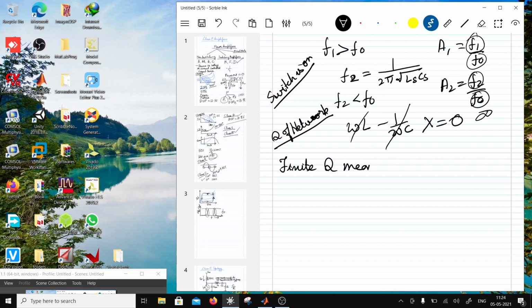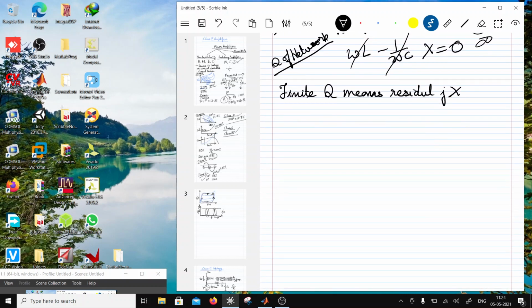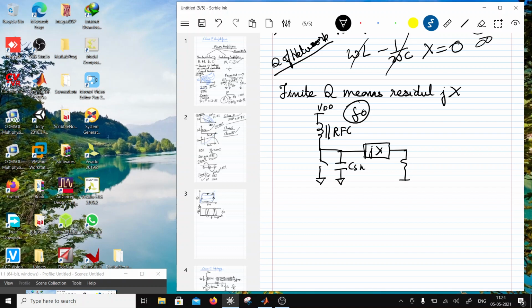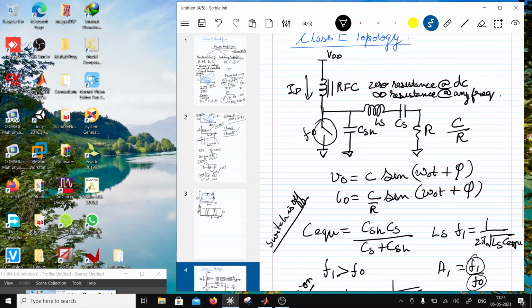means residual jX. Okay, so then the circuit would modify to VDD, RFC, a switch, shunt capacitor CSH, and then this is going to be residual jX at fundamental. So this is the circuit at fundamental. And then you have got the load, which is RL. And then you have V0 and I0 over here, which are given by this equation, right?